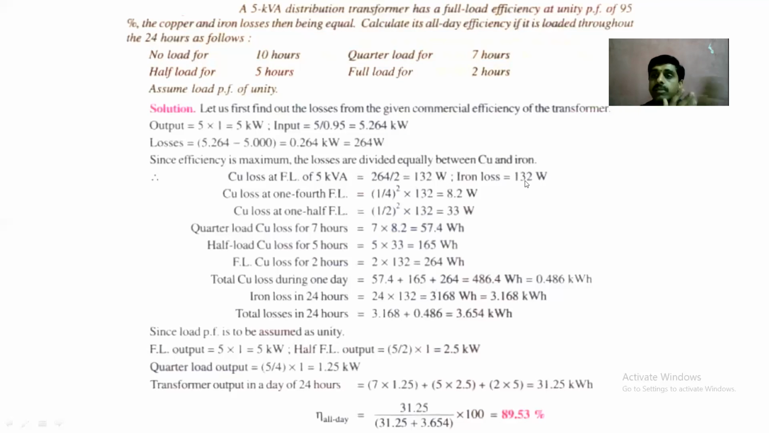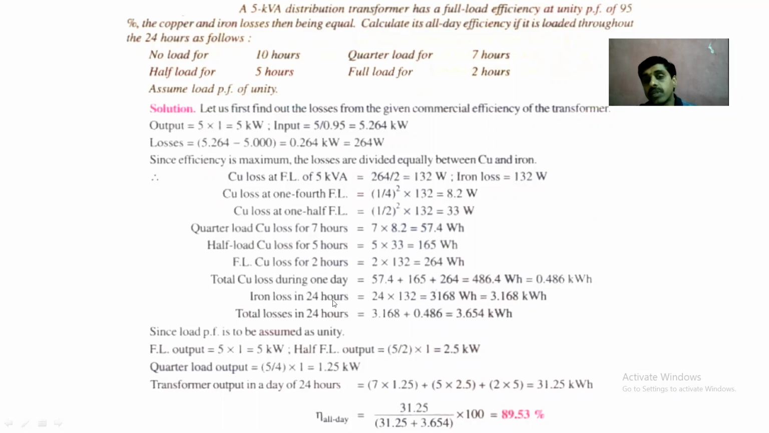So they mixed the maximum efficiency with all day efficiency. So the copper loss we got at full load. Then at 1/4 load, (1/4) whole square into this one. Half load, (1/2) whole square into 132. Quarter load. So like this, we got all these values. So quarter load copper loss is for 7 hours. Therefore, 7 into 8.2. Half load copper loss is for 5 hours, 5 into 33. Full load copper loss is for 2 hours. That means 2 into 132. So sum up all these things. You will get copper loss during 1 day. So this is the way you got the copper loss.